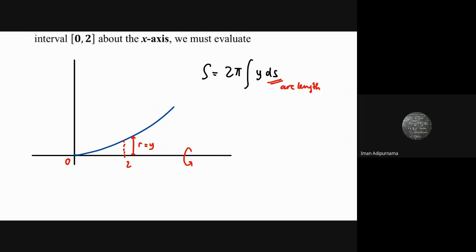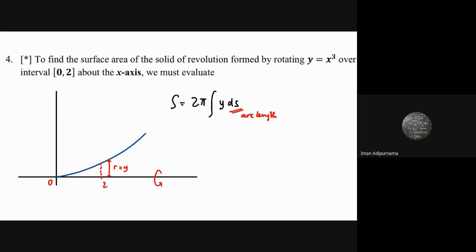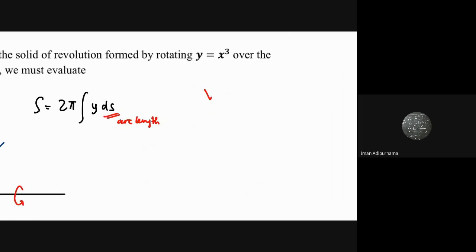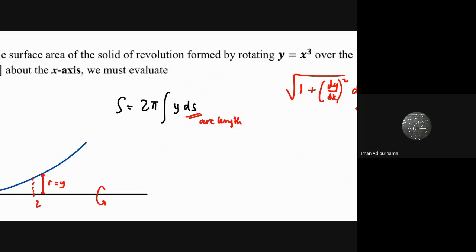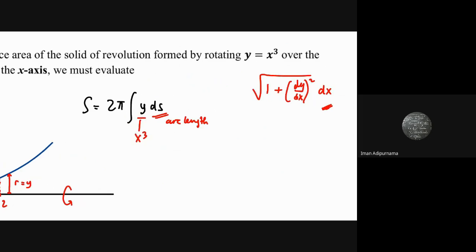And the nice thing on the surface area, when you need the arc length, is that the arc length is square root of 1 plus dy over dx squared. So you have dx here, then you can just use dx. So this will be dx, and dy will be 3x squared, and all things here will be nicely in x form.